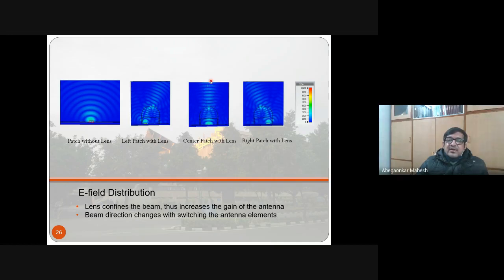So the lens, what does the lens do? The lens confines the beam and thus increases the gain of the antenna. Then the beam direction changes with switching the antenna elements. You can either excite the left element or the center element or the right element. So accordingly, your beam will tilt this way, center, or that way.